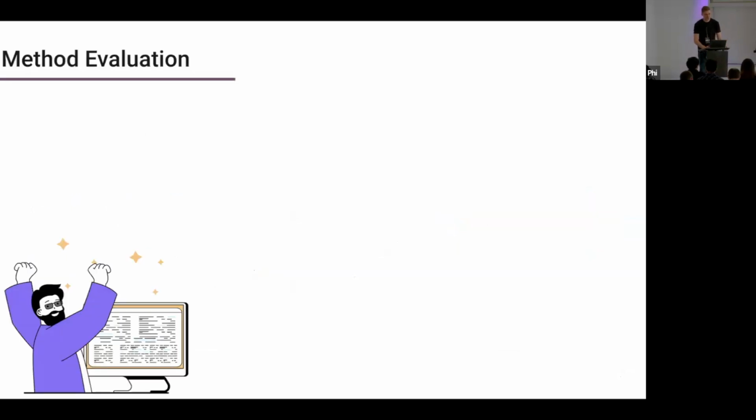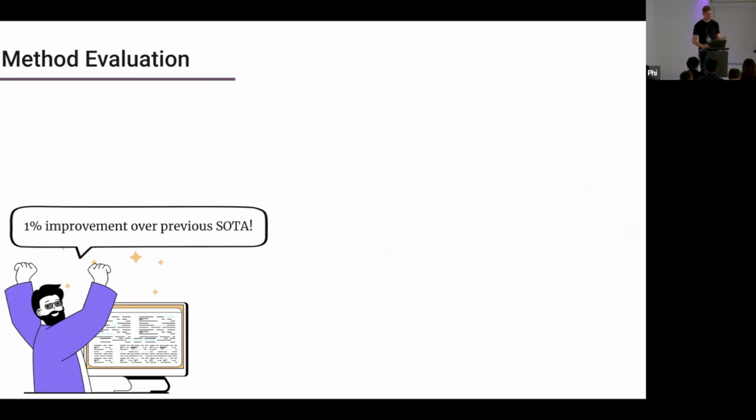Okay, so method evaluation. Everything up until this point we've done perfectly. We've done everything that's expected of us, and we get our results back, and yay, happy machine learning scientists. We have a 1% improvement over state of the art. That's it. We've just solved drug discovery.